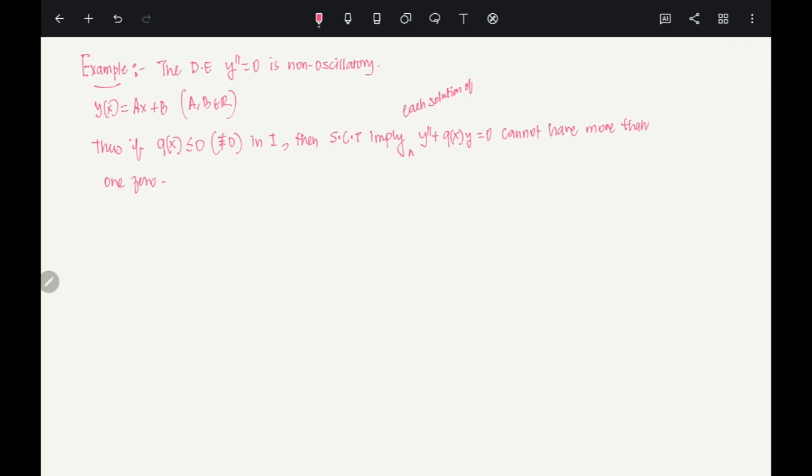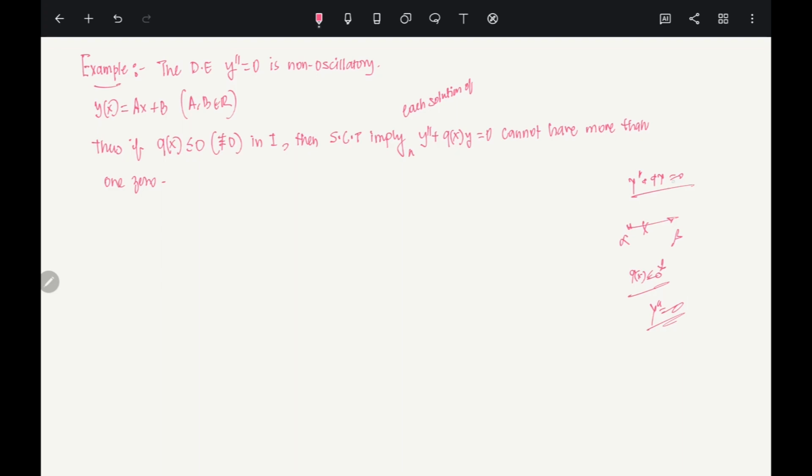Let's look at it. I am not writing it, I want you to check it yourself, but I will tell you why. Let's say y double prime plus q(x) y equals 0 has two roots, alpha and beta, and q(x) is less than or equal to 0. If there are two consecutive roots, then in between those two roots there is another root of the zero equation, because q(x) is dominated by 0. The Sturm comparison principle says that y double prime equals 0 will have one root in between. But this cannot happen, right?